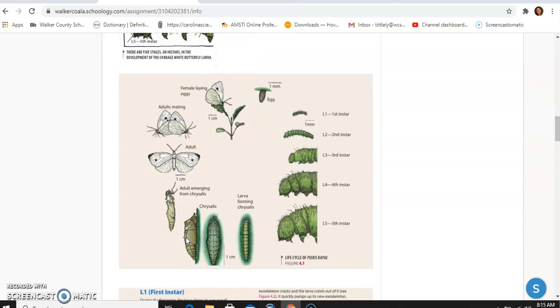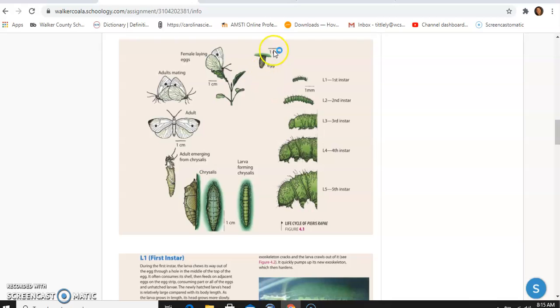The next picture shows you the life cycle, starting right here with the egg, going through each of the different instars of growth as a caterpillar, then forming its chrysalis, and then emerging as a butterfly. And then the life cycle begins again.